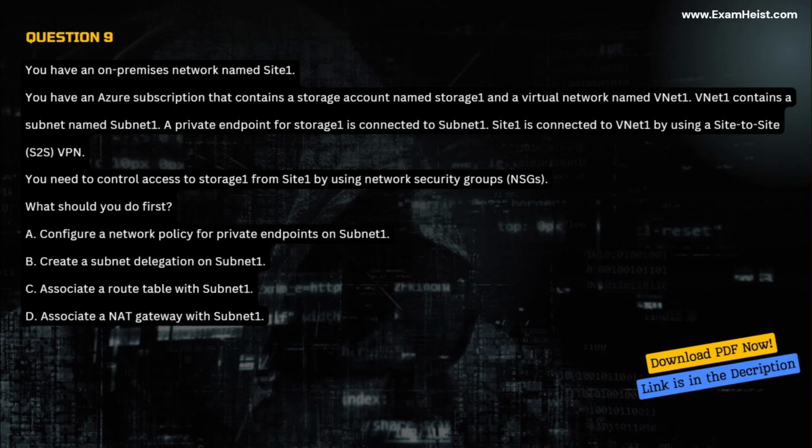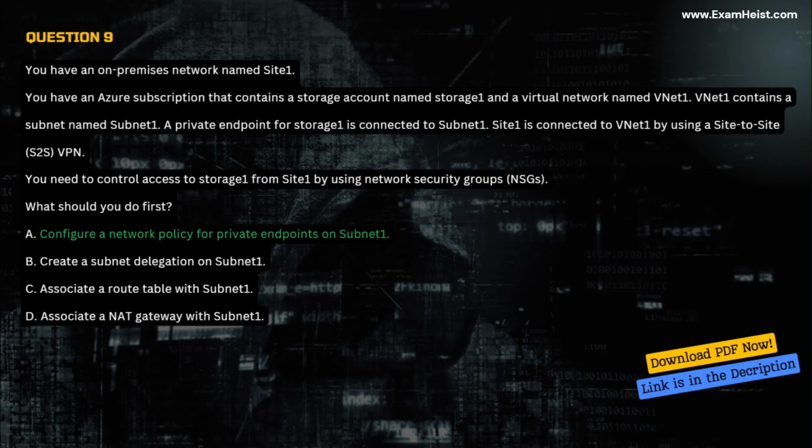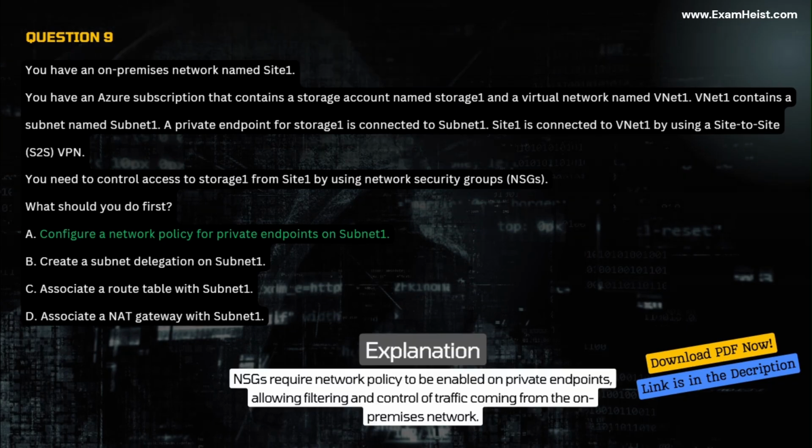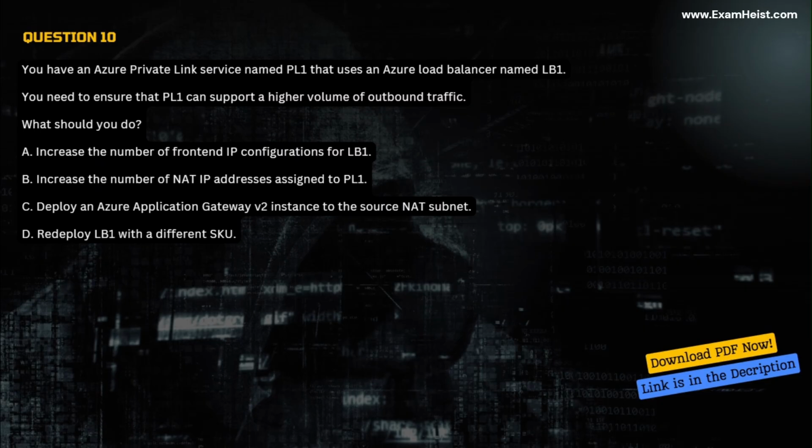A. Configure a network policy for private endpoints on Subnet 1. B. Create a subnet delegation on Subnet 1. C. Associate a route table with Subnet 1. D. Associate a NAT gateway with Subnet 1. Correct answer A. Configure a network policy for private endpoints on Subnet 1. Explanation. NSGs require network policy to be enabled on private endpoints, allowing filtering and control of traffic coming from the on-premises network.